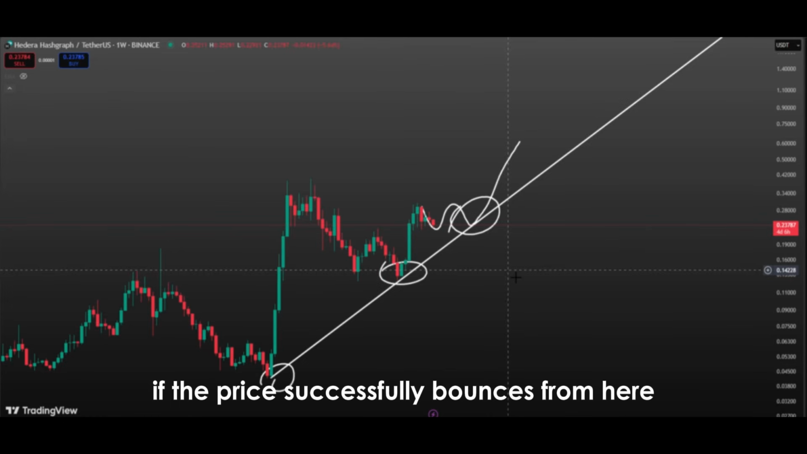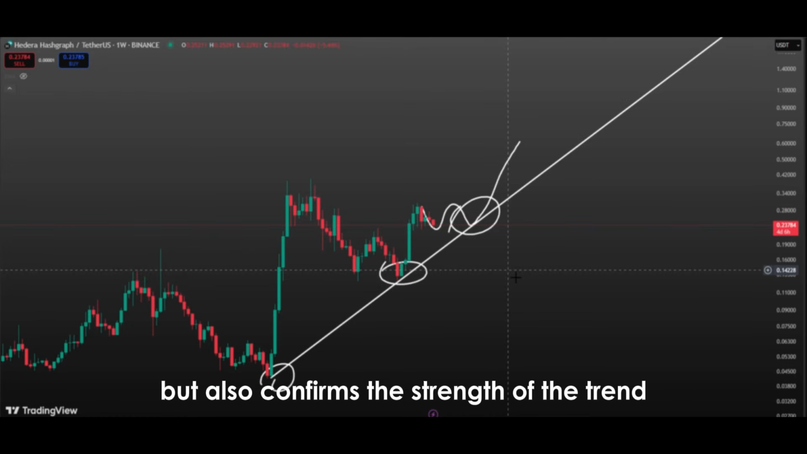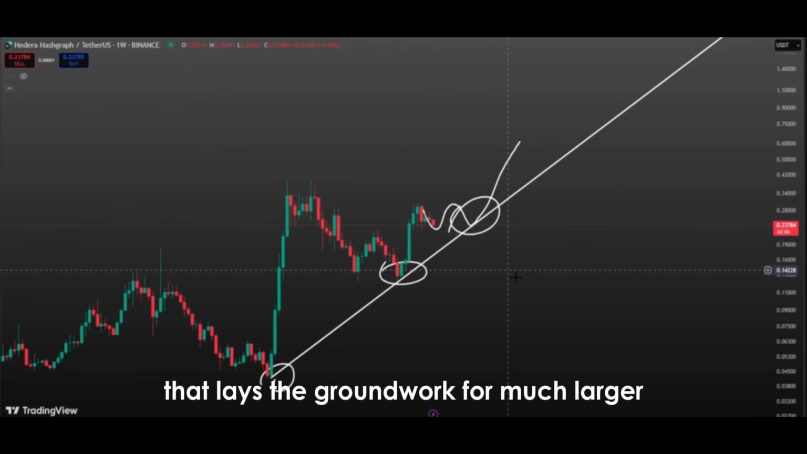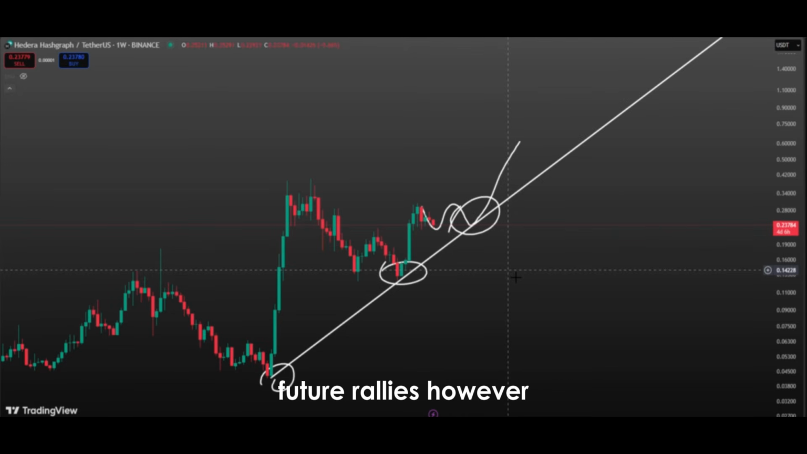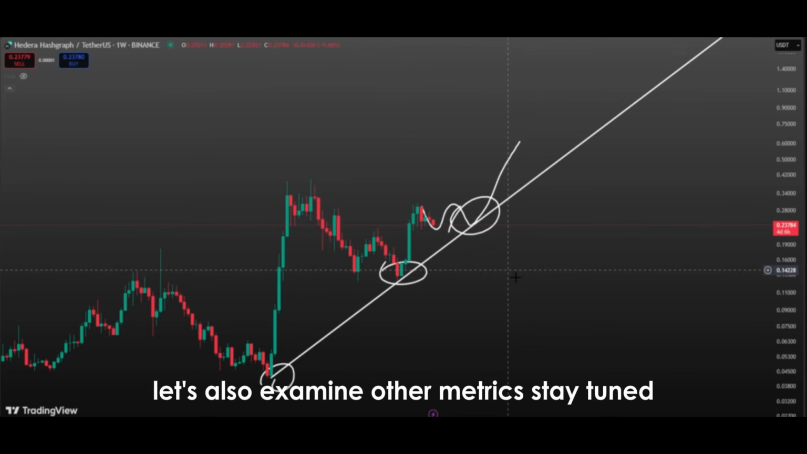If the price successfully bounces from here, it not only represents a temporary gain for investors, but also confirms the strength of the trend. This confirmation is one of the strongest signals that lays the groundwork for much larger future rallies. However, we can't base analysis solely on trend lines. Let's also examine other metrics.